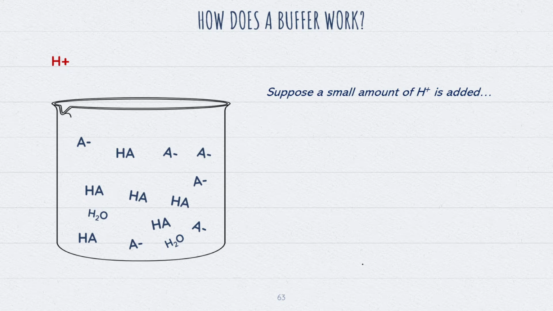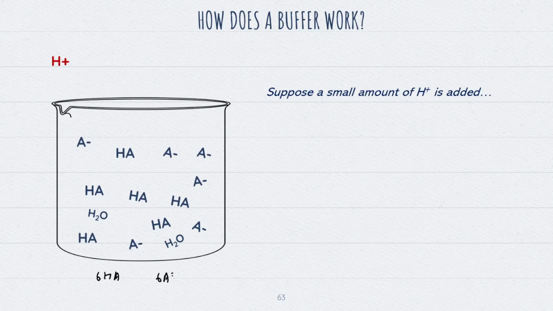So what do we have here? We have a beaker of solution that contains an unionized weak acid HA as well as its conjugate base A-. So let's count the concentration of each of them first. We have 1, 2, 3, 4, 5, 6. We have 6 HA to begin with, and also 6 A- to begin with as well. So let's just keep that in mind.